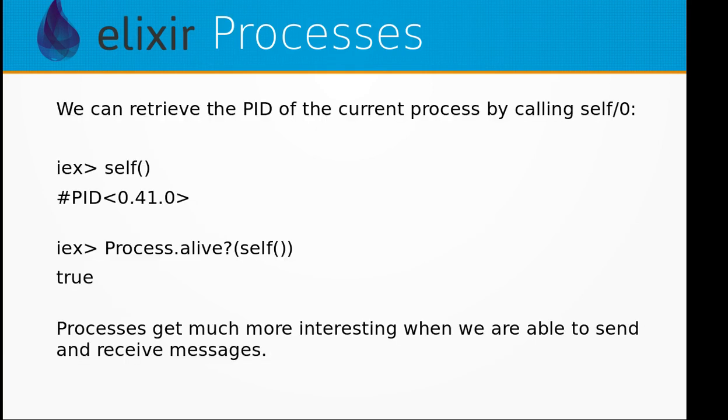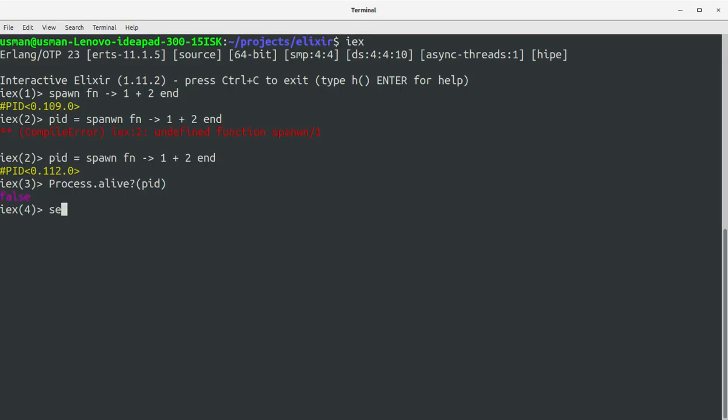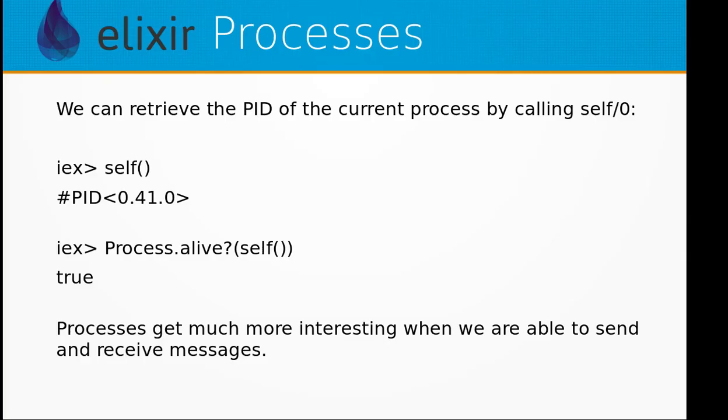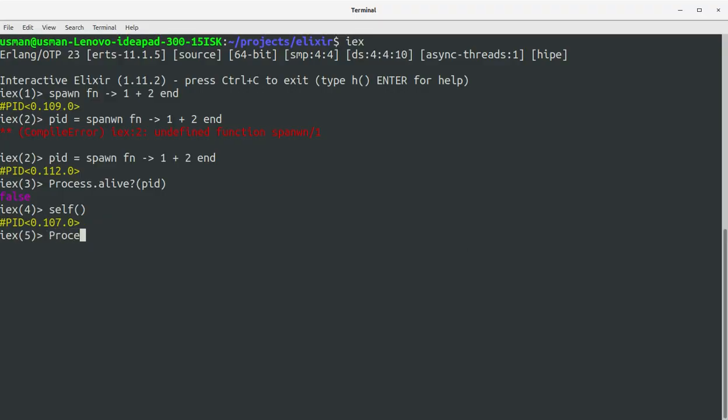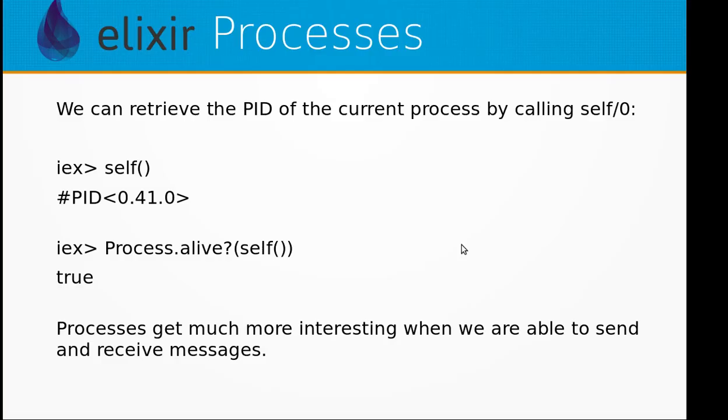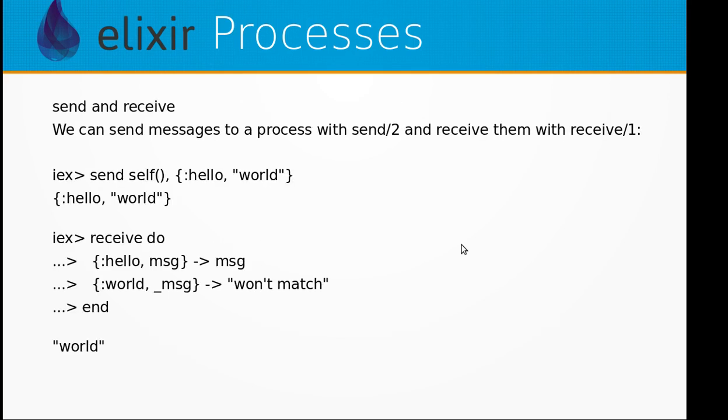We can retrieve the PID of the current process by calling self. So if I type in self, this will return me the process ID of the current process. And if I say Process.alive? and I pass in self, I'll get true. Processes get much more interesting when we are able to send and receive messages. Let's look at how we can send and receive messages.